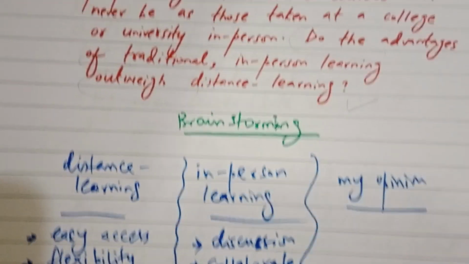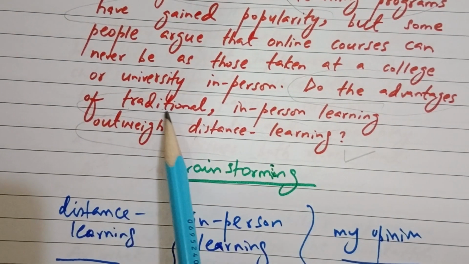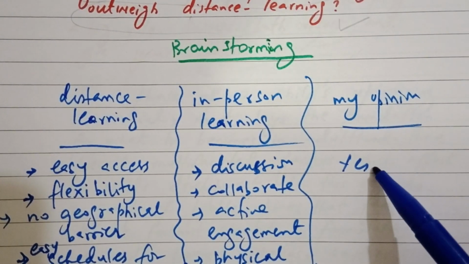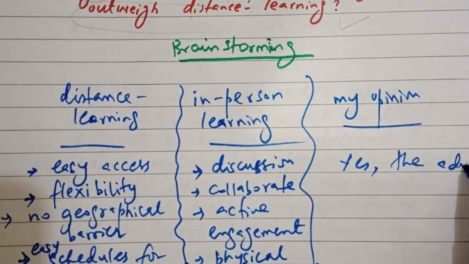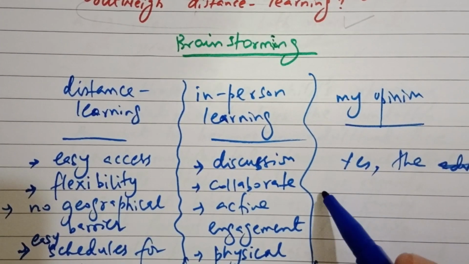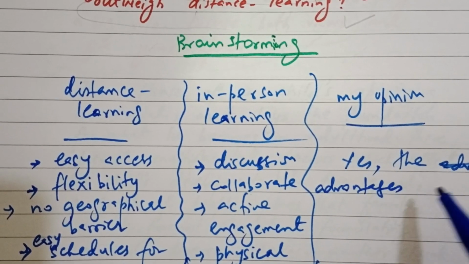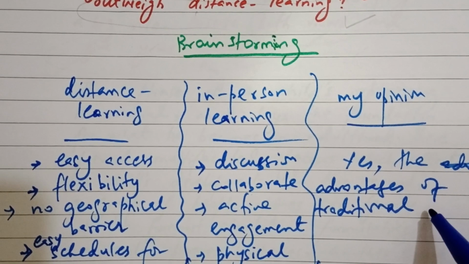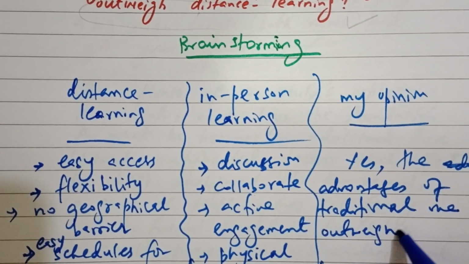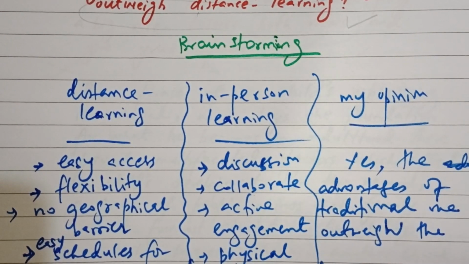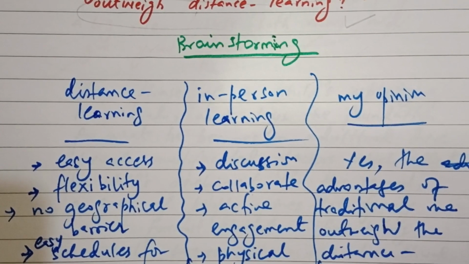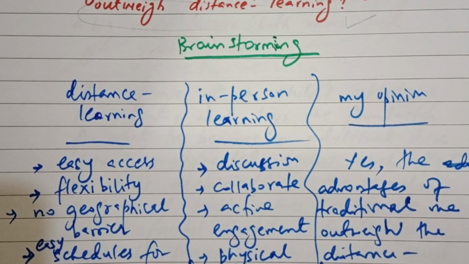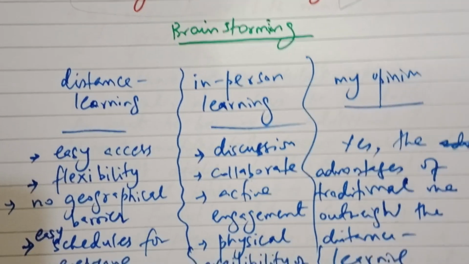Okay, now what is my opinion, which the statement demands? Do the advantages of traditional in-person learning outweigh distance learning? My opinion is yes. Yes, the advantages of traditional one outweigh distance learning. Now traditional one, that means the in-person learning. You can also write in-person learning. I have written like that because we have to save the time. This is the rough work that we have to do in the exam hall.